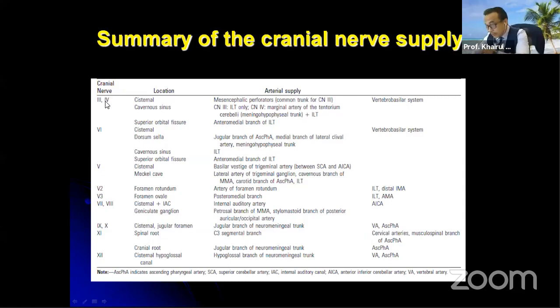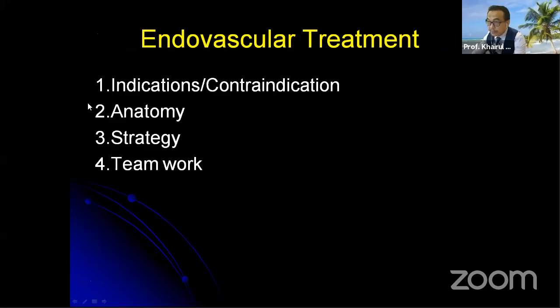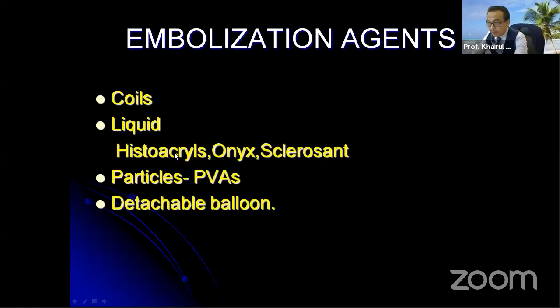This is very important because even though we do a lot of measures to prevent complications, the characteristic of the material sometimes is beyond our control. When we make a decision for treatment, it's very important to tell the patient every possible complication, not only bleeding, but also possible cranial palsy following the treatment. So when we want to do treatment, we have to understand the indication, contraindication, anatomy, strategy, and also teamwork.